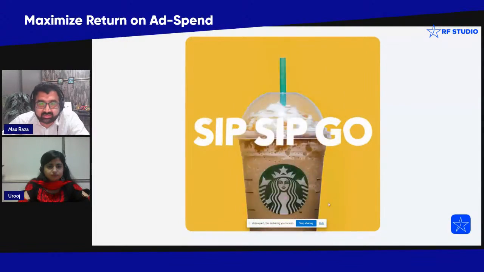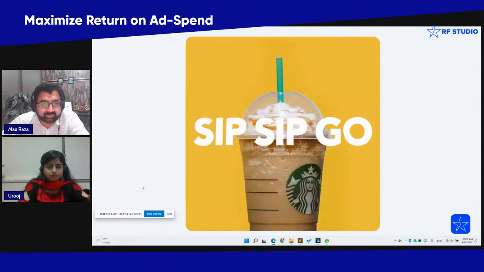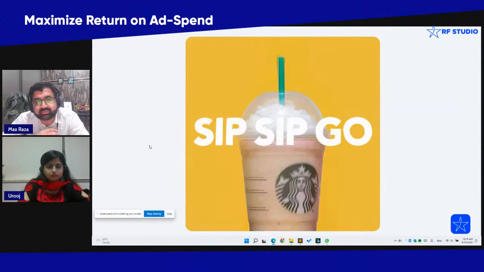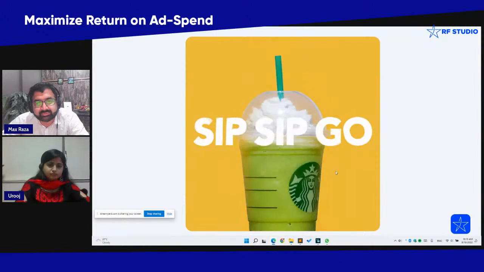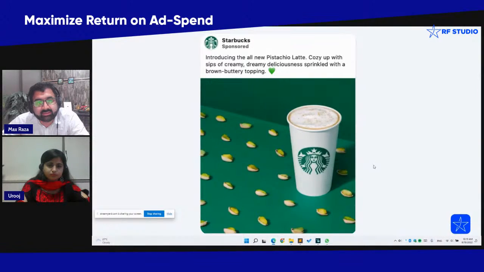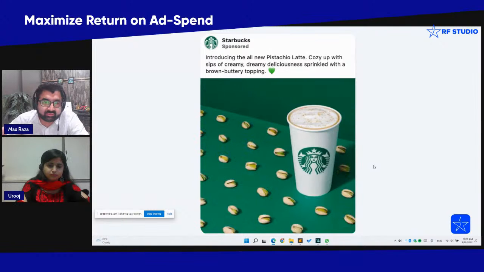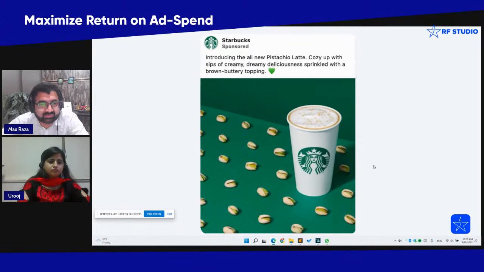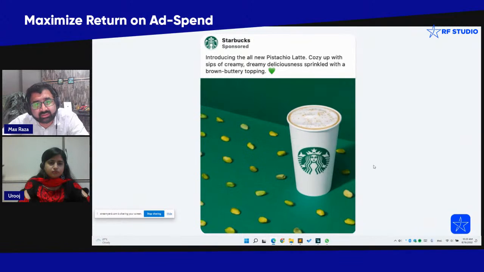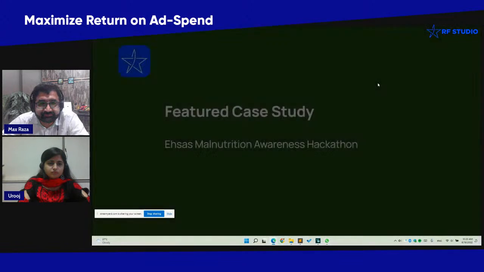Another favorite of mine is this cool ad from Starbucks, and it's also targeting an emotion, and it's very rightly done. Sip sip go, and very interesting marketing by them. They have used very cool looping animations, and looping animations are highly recommended by any story-based channels to target. These looping animations engage the user very well and have a very good likelihood to click through the audience.